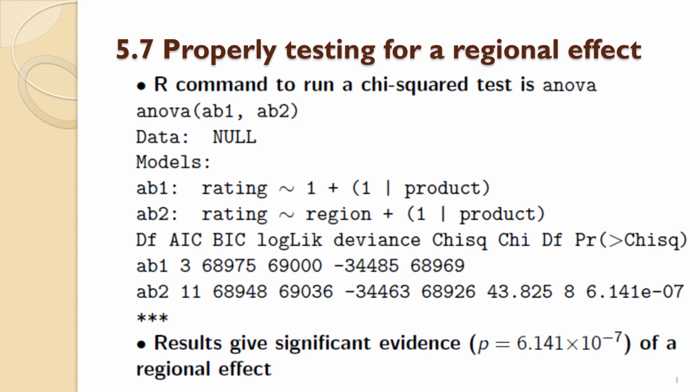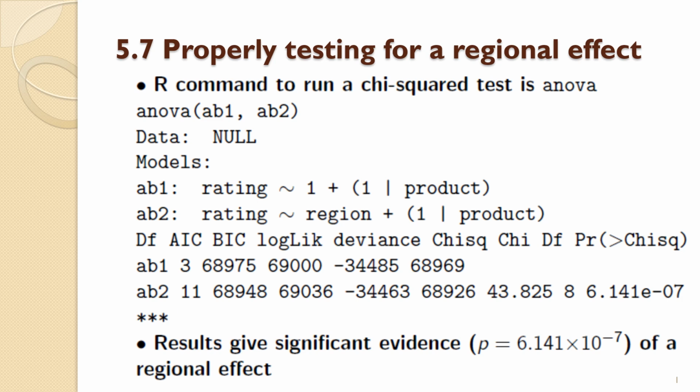Okay, and what you have to do here is to run a chi-squared test, and the command to do this is ANOVA. It's slightly confusing because, as stated there, the chi-squared test that you run doesn't necessarily obviously match with the ANOVA command that you need in R. So in R, how you do this is ANOVA AB1 AB2.